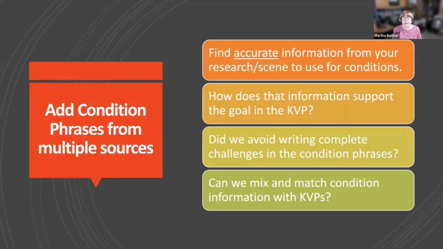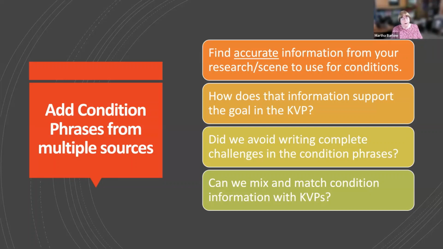Then add condition phrases, and they could come from multiple sources when you're practicing these. You could find information from your research or the practice future scene to use for conditions, but it should be accurate information. And then think about, how does that information support the goal? If this is going on, is that a good rationale? Is that a good starting point, so that if we could accomplish this, it could make those things better?